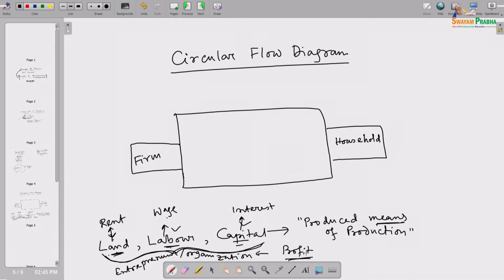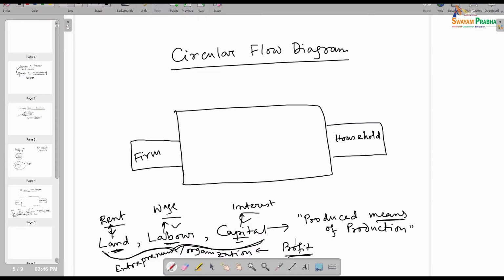Since profit is a remainder, profit can be negative also, right. Whatever I am selling in the market, if that sales revenue is not enough to meet all this rent, wage and interest, I can get some negative profit. So, revenue minus rent minus wage minus interest, whatever is remaining, that is called profit. So, these are the 4 factors of production in economics, their definitions, and their respective remuneration. Now, let me erase all these things.